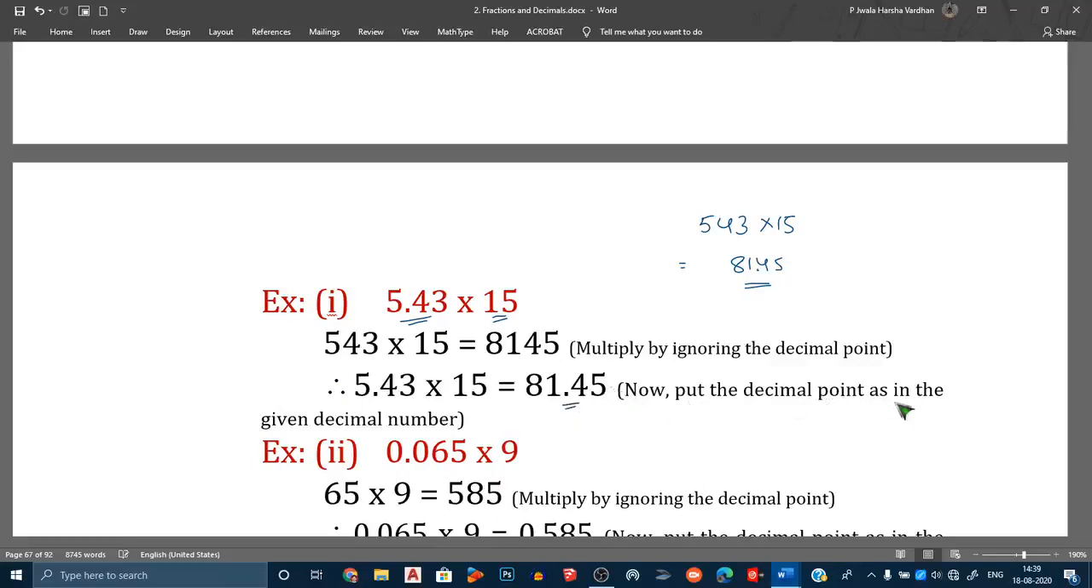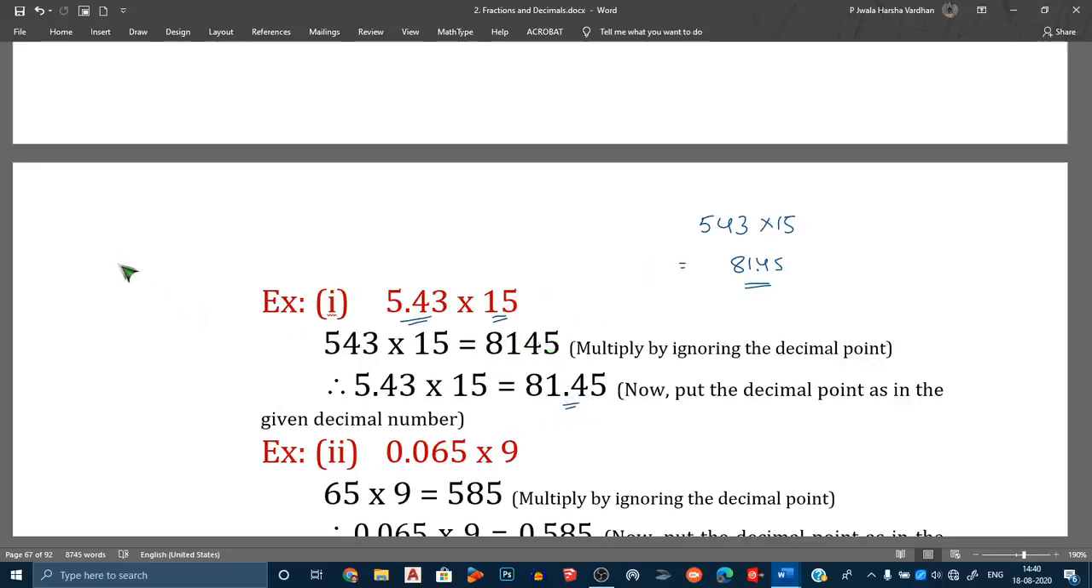So that will become 81.45. So now put the decimal point as in the given decimal number. Whichever place it is in the given decimal number, at the same place you should put the point here. So after 2 digits from the right, the point is here. Also you have to leave 2 digits and put the point. So that's enough. So this is one procedure.